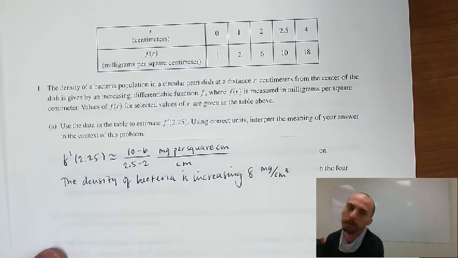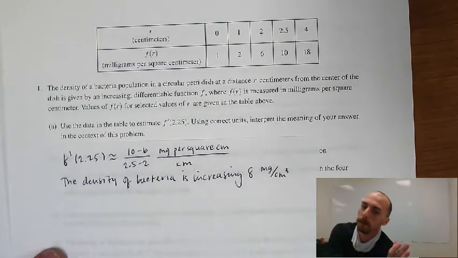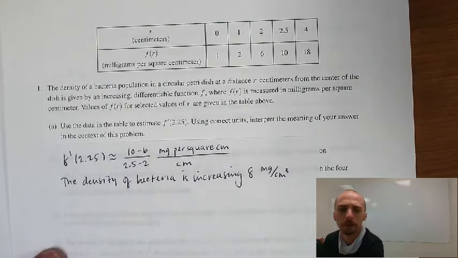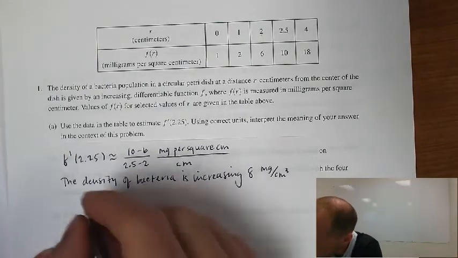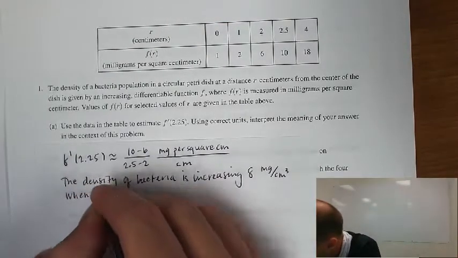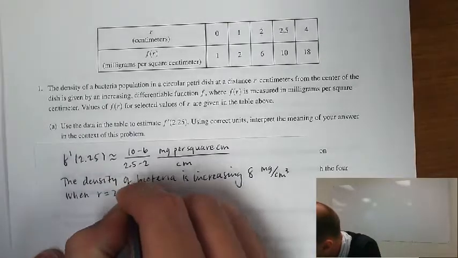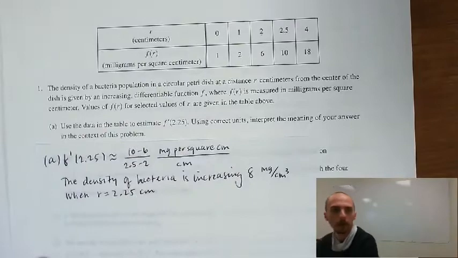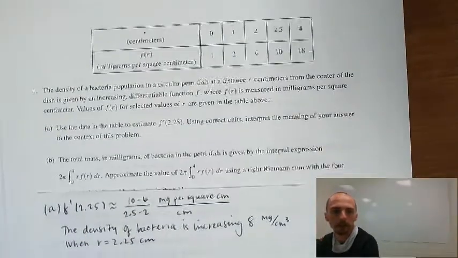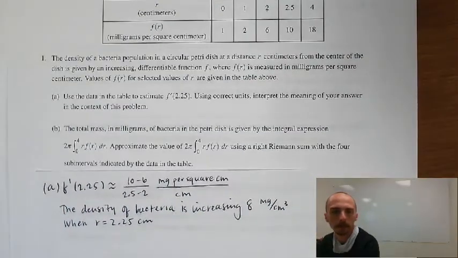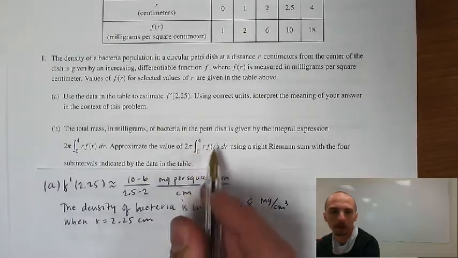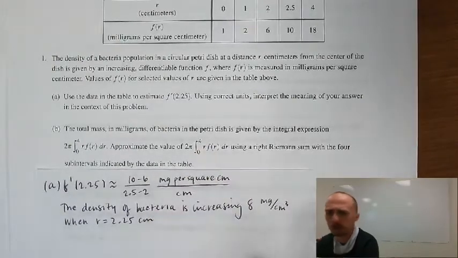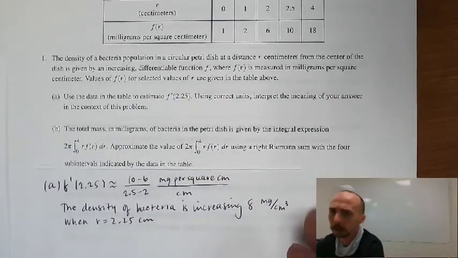Really, it's the density is increasing as we go farther out from the center of the dish, when r equals 2.25 centimeters, and that's part A. Okay. Part B is going to ask us to do a right Riemann sum on this integral, which is not really typical for us. Usually we just integrate f of x dx.